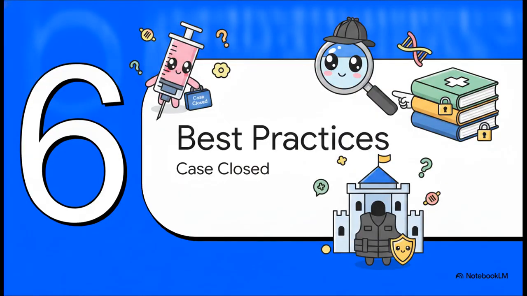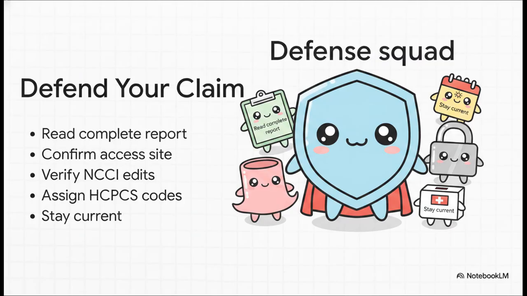Finally, Section 6, Best Practices for Compliance, Case Closed. Let's bring it all together and see how this builds your final defense. To reduce denials and withstand strict audit scrutiny, you want to follow these core steps. First, always read the complete operative report, not just the header. Second, confirm the exact access site and vessel type before selecting catheterization codes. Third, verify those diagnostic versus therapeutic rules and NCCI edits for your specific procedure. Fourth, assign applicable HCPCS C codes based strictly on your facility type for rate setting purposes. And finally, stay current with annual CPT and HCPCS updates because, let's face it, the rules of the game change frequently.